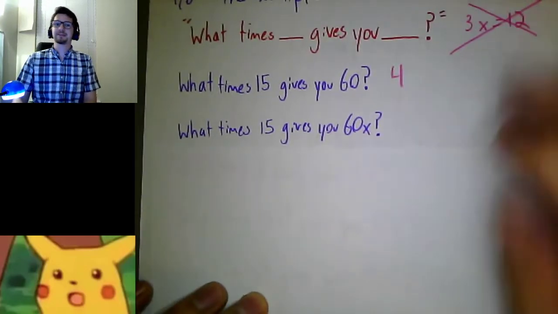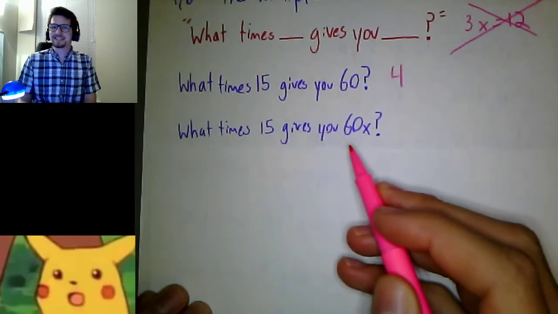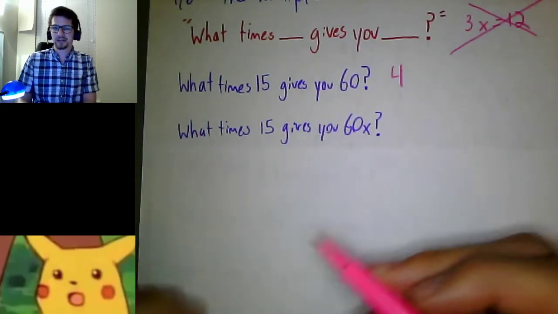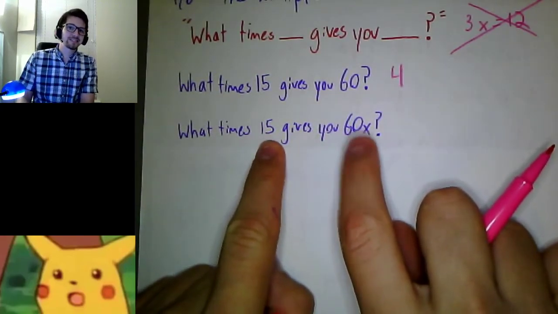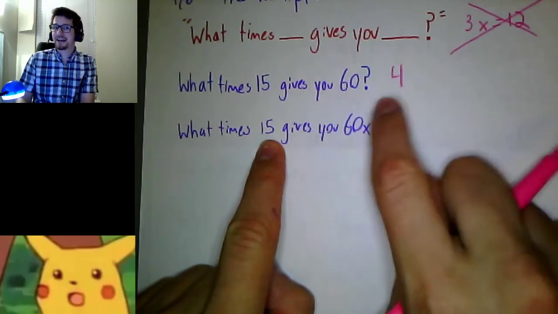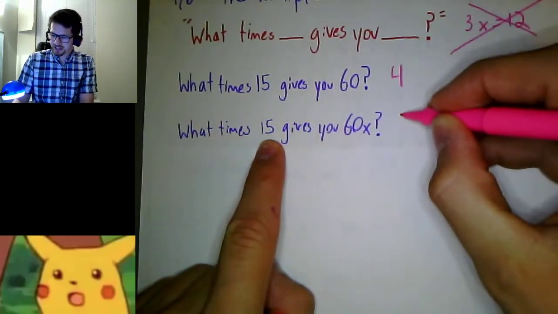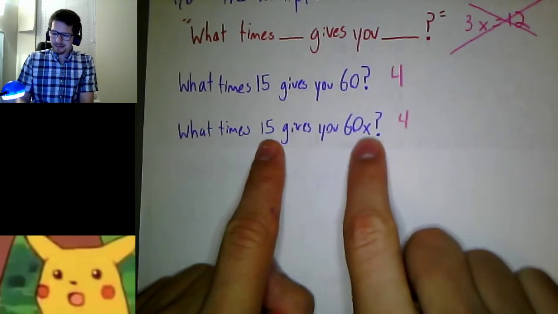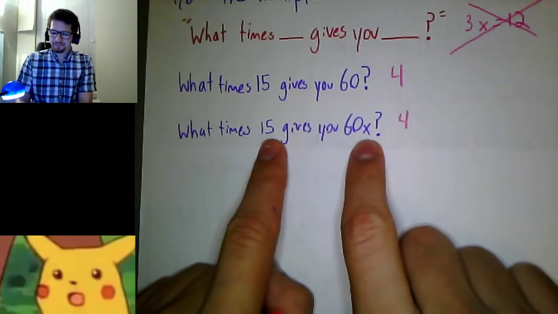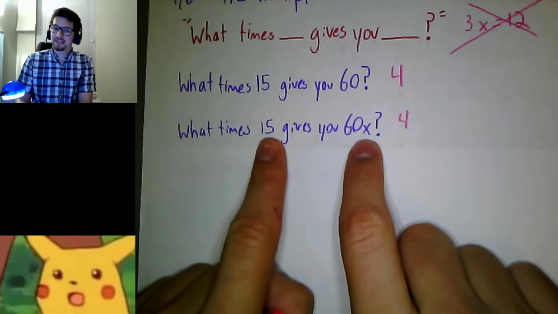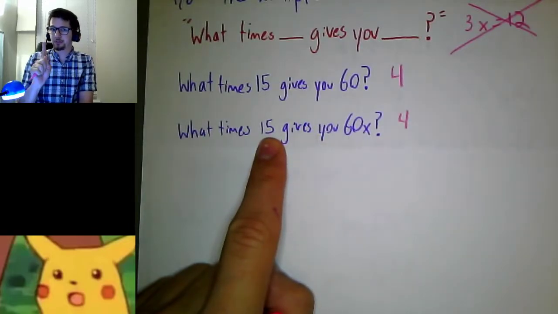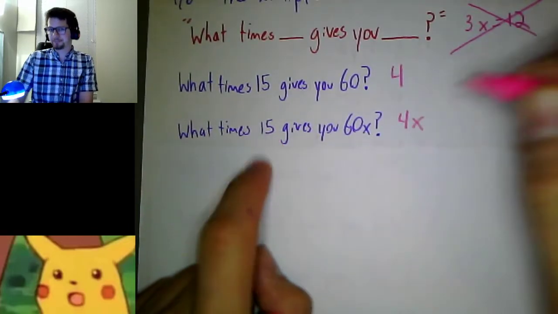Next one, a little more complicated. What times 15 gives you 60x? Okay, so how would you turn 15 into a 60? Well, we already found that. It was times 4. So my answer is going to be 4. And then how many x's would we have to add to get to one of these? Well, I don't have any here, and I have one here, so I only need one x. So I'm going to put an x right here.